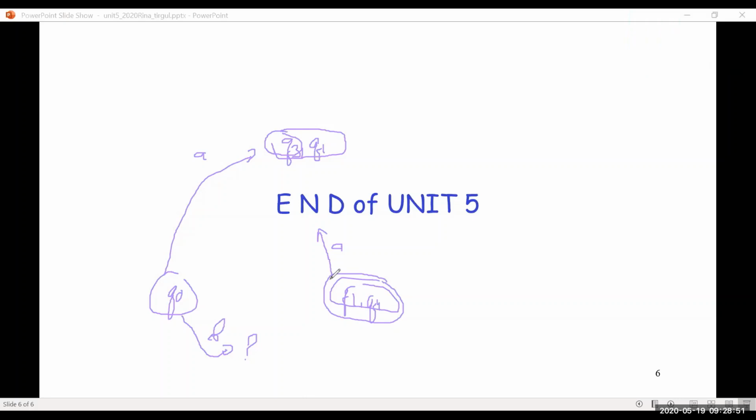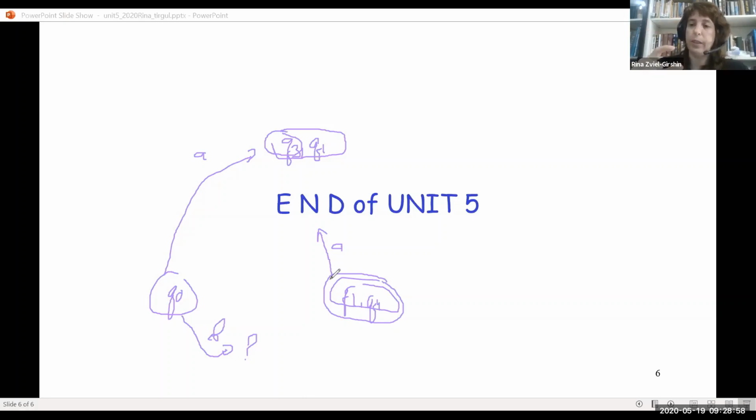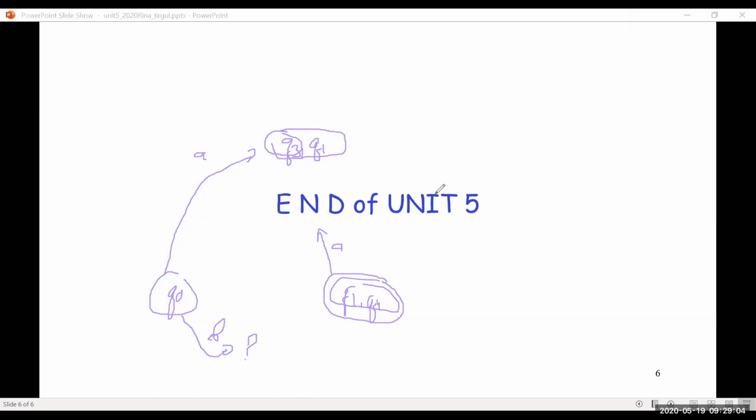Okay, great, thanks. So each time, first use the specific input letter, then compute the epsilon closure. Oh, I didn't understand. Can you go over it again? The same question?